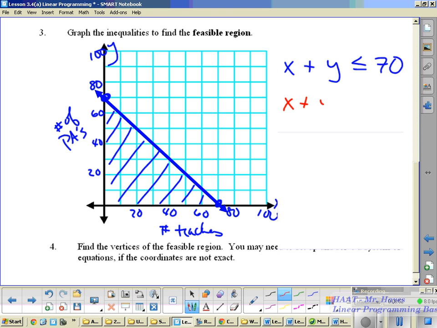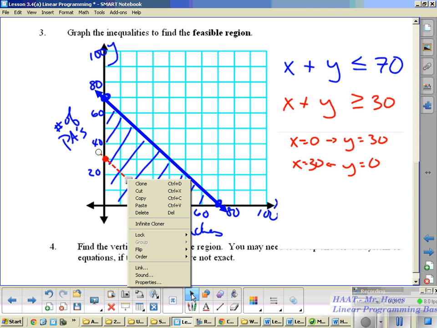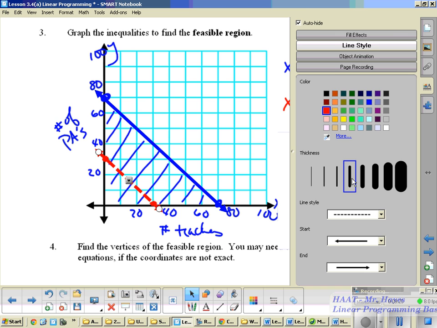So x plus y has to be at least 30. So it's going to actually be something similar. X equals 0 gives me y equals 30. If y equals 30 or 0, that's going to give me an x-intercept of 30 as well. Now, the only difference here, however, is that you're going to be bigger than that. So when you graph this, we're going to be shading on the other side from the origin. And that should be a solid line, as you know. I'm sure some of you are yelling at me already. And then we're going to shade above that.